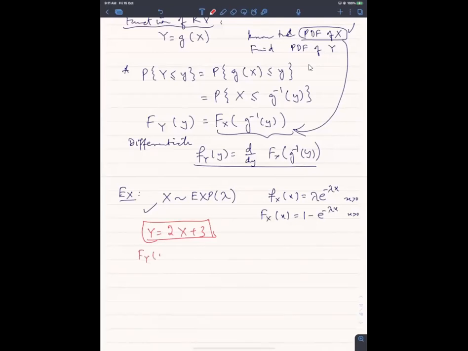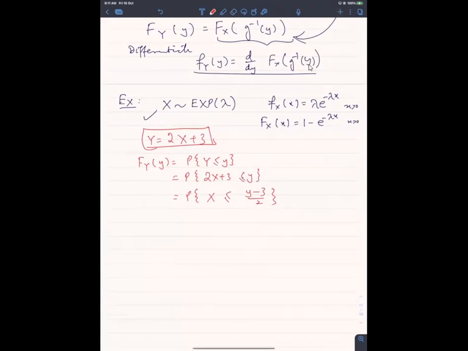So सबसे पहले fy of y is equal to the probability y is less than equal to y, which is equal to the probability 2x plus 3 is less than equal to y, which is equal to the probability x is less than equal to y minus 3 over 2. ठीक है, कुछ भी नहीं किया, सिर्फ थोड़ा सी मैनिपुलेशन की है. But what is this guy? This guy is fx of x evaluated at y minus 3 over 2. But fx of x is this guy. So this would be equal to 1 minus e to the minus lambda times y minus 3 over 2. This is the CDF of y.